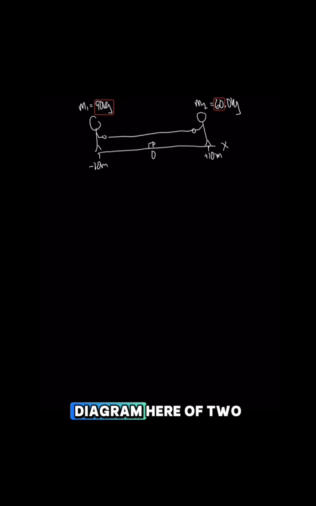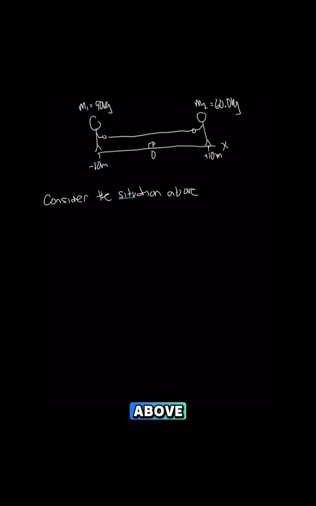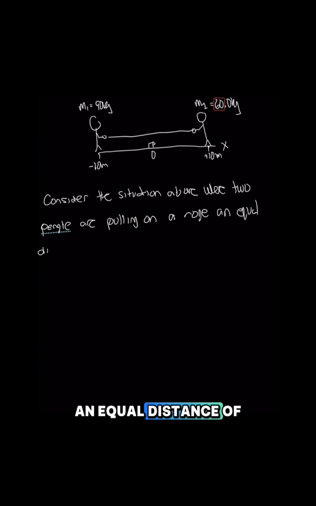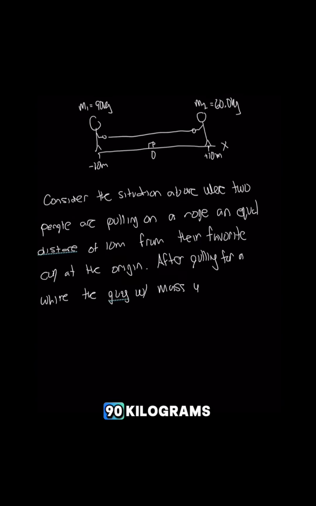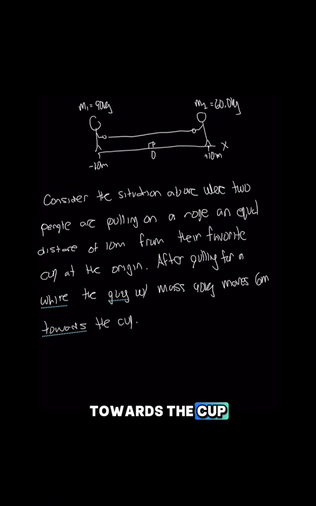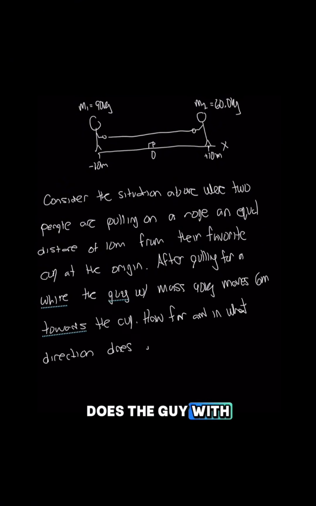Alright, so let's take this diagram here of two guys tugging on a rope, and the question says, consider the situation above, where two people are pulling on a rope an equal distance of 10 meters from their favorite cup at the origin. After pulling for a while, the guy with mass 90 kilograms moves 6 meters towards the cup. How far and in what direction does the guy with mass 2 go?